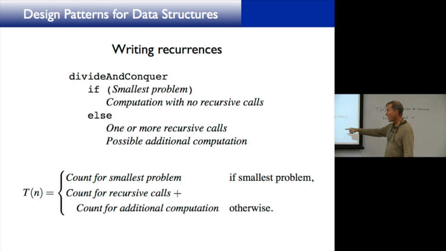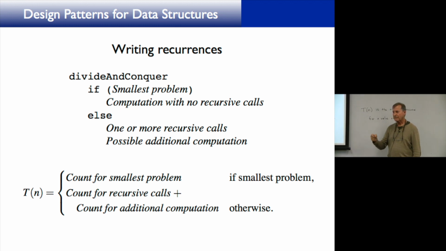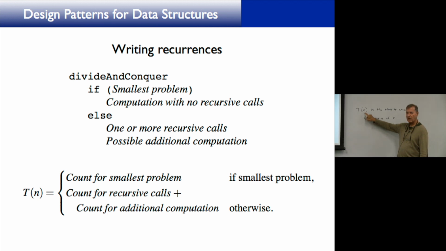On the other hand, otherwise, what is it? Otherwise, it's the count for the recursive calls plus the count for any additional computation. Now let's just think about that for a minute. Because look, if it's going to call itself, then this expression, when it calls itself, it will be for a slightly smaller problem. But this T of n still is the time to execute for a value of n.